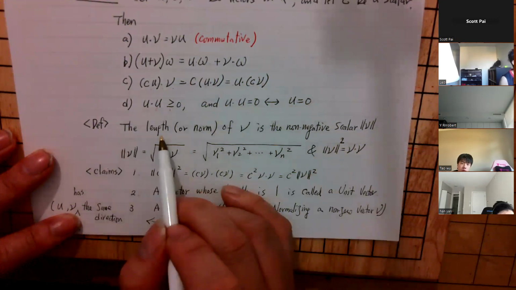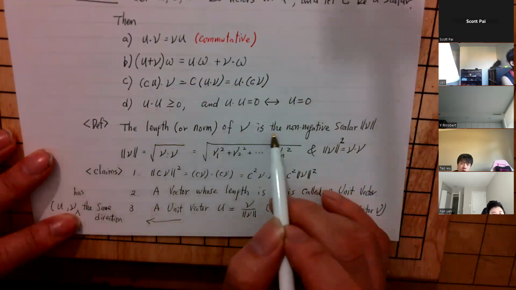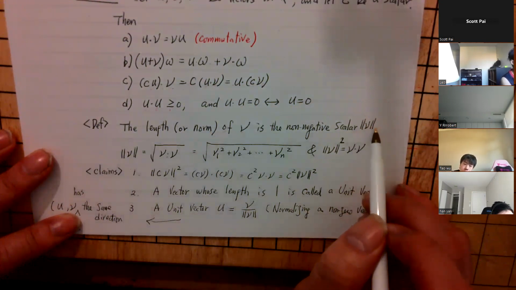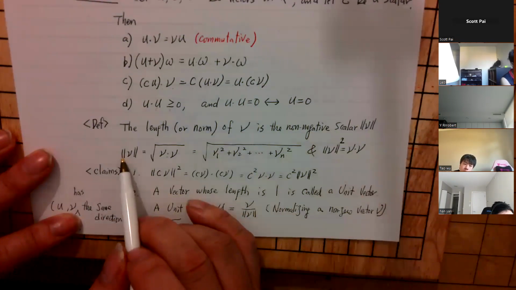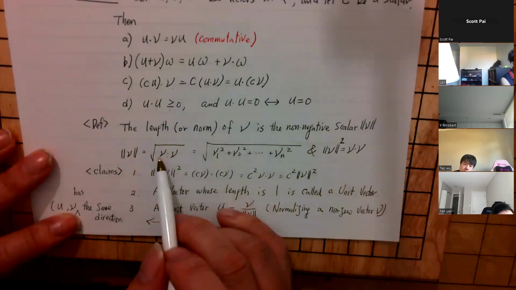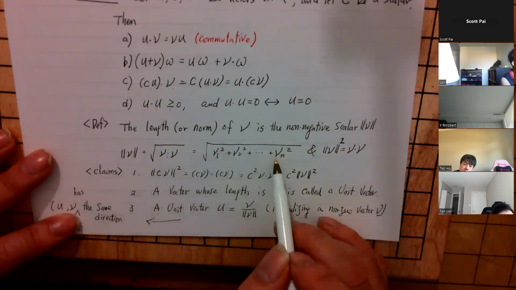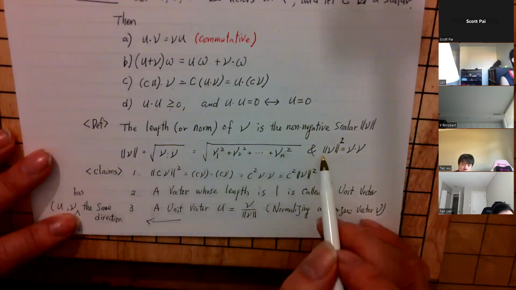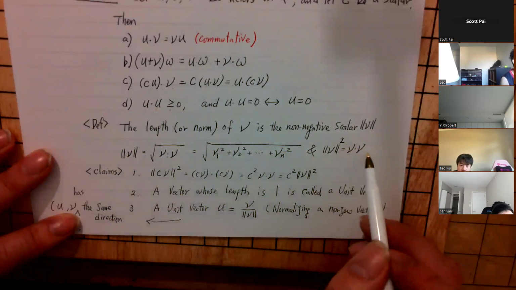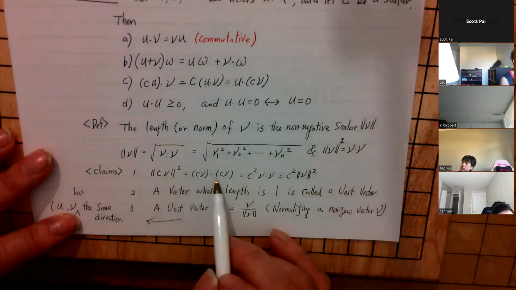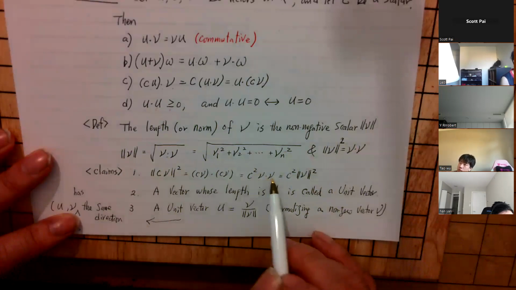Definition: the length or norm of a vector is a non-negative scalar. We put notation like this: two vertical lines around the v. The norm of v is the square root of v times v, which is the square root of v1 squared plus all the way up to vn squared. And the norm squared is v times v. So you can see these claims are very trivial: for cv, the norm squared is cv dot cv, which is c squared times v times v, which is c squared times the norm squared.